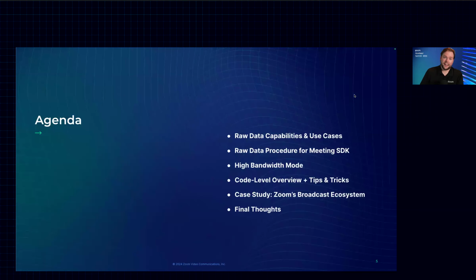And with all that being said, here's what we're looking at today in more specific detail. We're going to start by talking about what Zoom's raw data capabilities are and specific use cases about why you might deploy this technology into your app. We're going to also talk about the procedure for using raw data in our meeting SDK. We'll talk about high bandwidth mode and how that impacts your application's design. And we'll do a code level overview with some tips and tricks that come from our building of applications off of our own meeting SDK. And then finally, we'll do a case study on the broadcast ecosystem, a suite of tools that third parties have developed off of the technology. And we'll conclude with some final thoughts.